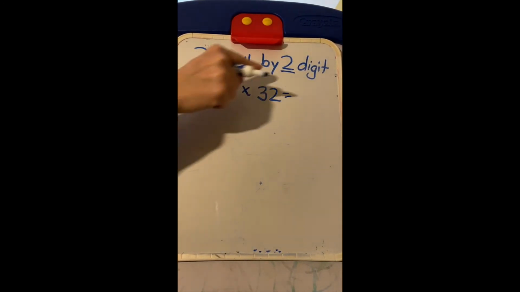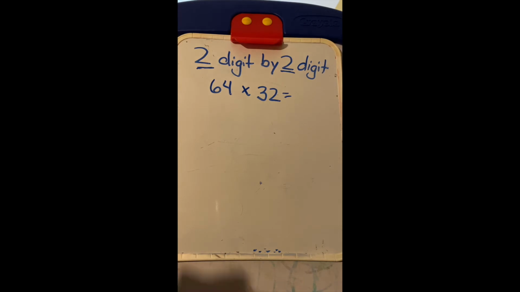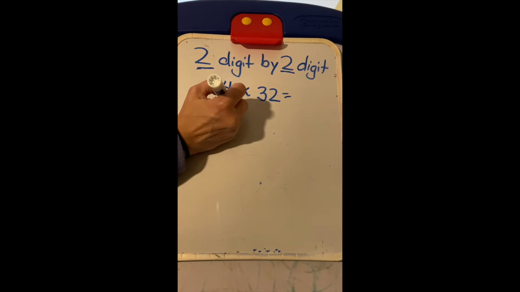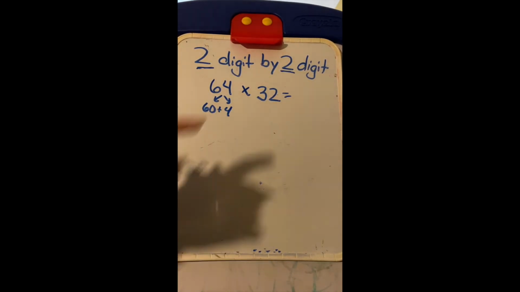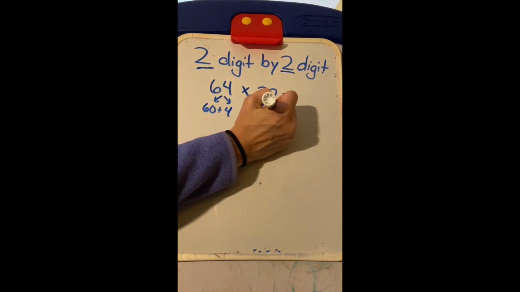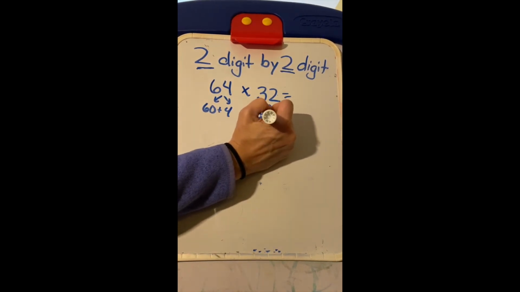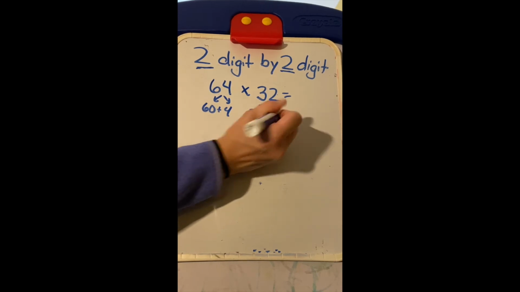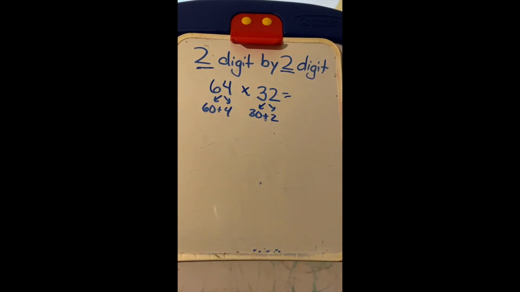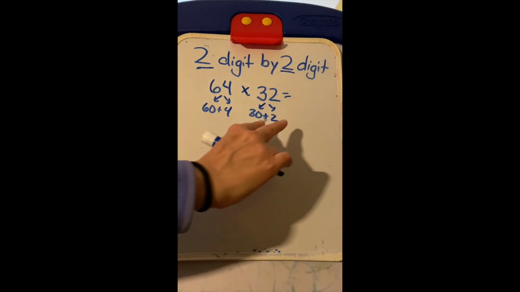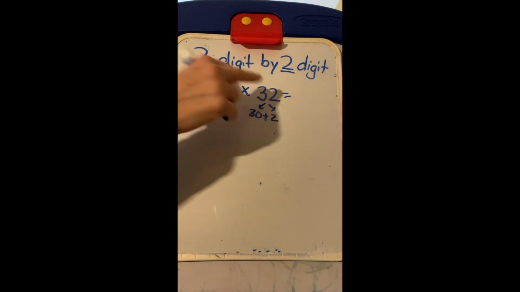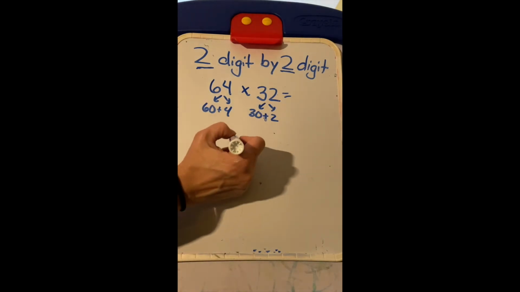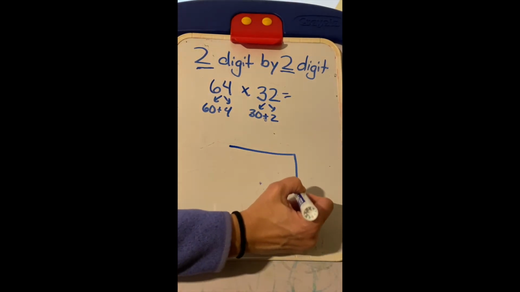I have a 2-digit number by a 2-digit number. Now I need to break both of these up into expanded form. So 64, that is 60 plus 4. 32, the expanded form, is 30 plus 2. Okay, so now when I make my area model, I need to have 2 here as well as 2 here because they both have 2 digits. Okay, so this is kind of like a big box.